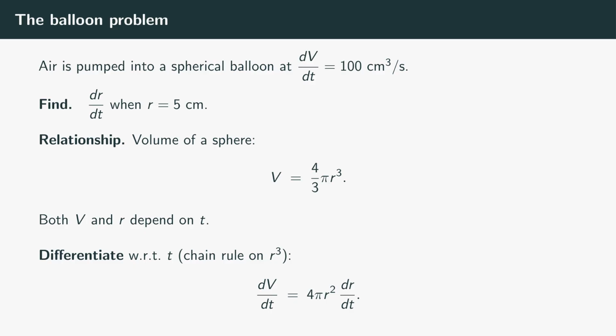Right side, 4/3 pi is just a constant, pulled out. The derivative of r cubed with respect to t is, by the chain rule, 3r squared times the derivative of r with respect to t. The 3 cancels the 3 in the denominator. So the derivative of v with respect to t equals 4 pi r squared times the derivative of r with respect to t. That's the rate equation.